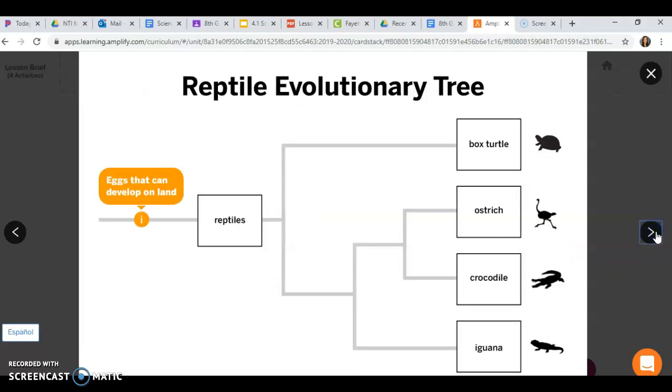This is an evolutionary tree for reptiles, and you can see reptiles are right here. And reptiles are all a common ancestor of the turtle, ostrich, crocodile, and iguana. Kind of weird to think that an ostrich and other birds are related to crocodiles, iguanas, and turtles, but that is the case. Remember, the last scenario we went through, we found out that whales and wolves were closely related, even though they look very different.